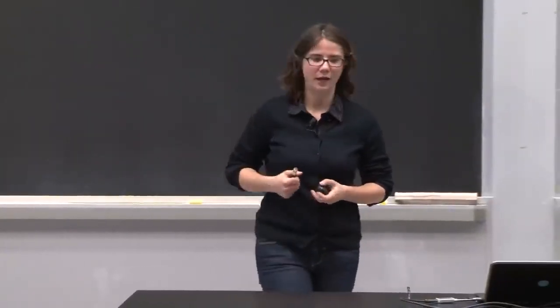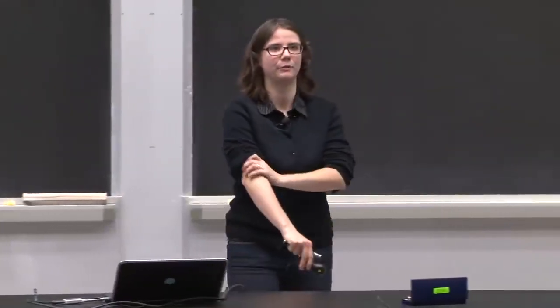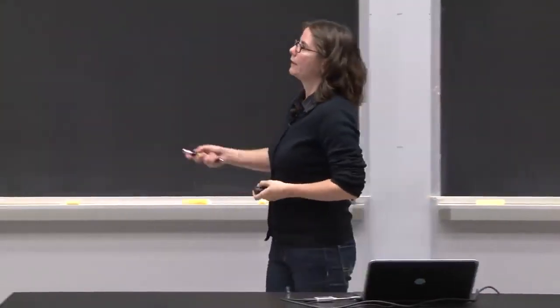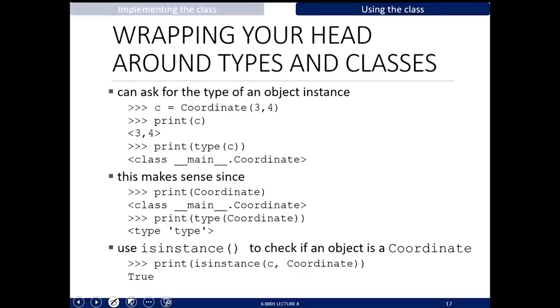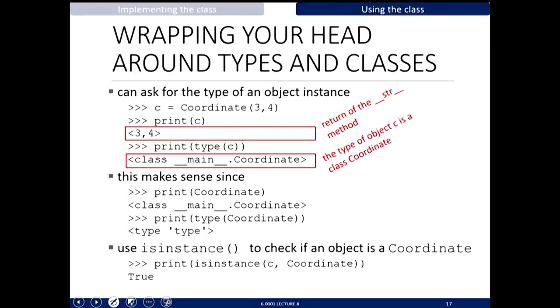So let's try to wrap our hand around types and classes, because we've seen a lot today. Let's create a coordinate object, assign it 3, 4, as we have been, and assign it to variable c. We've implemented the str method, so when we print c, it's going to print out this nice 3, 4 in angle brackets. If we print the type of c, this is actually going to give us class main coordinate, which tells us that c is going to be an object that is of type class coordinate.